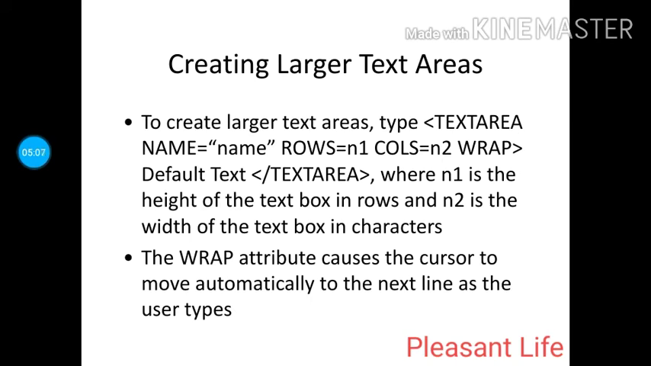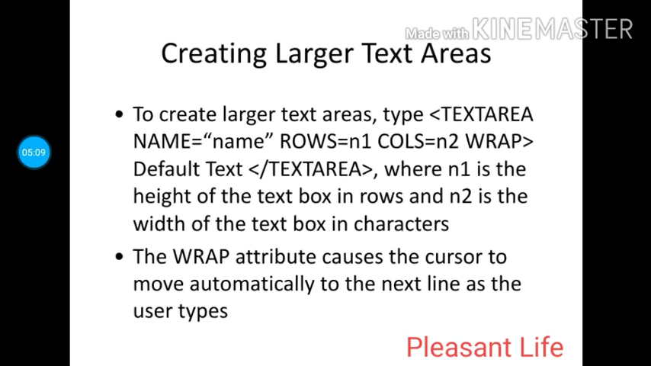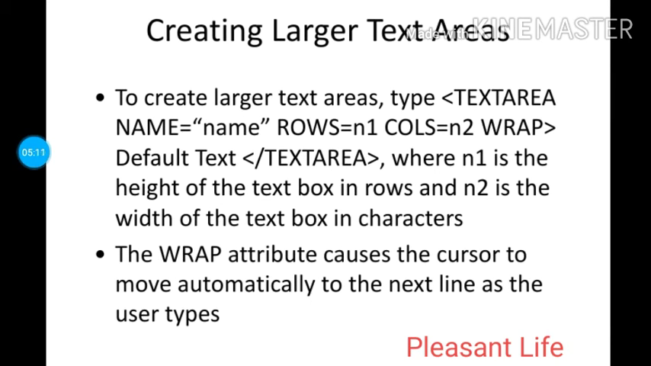Then next, create a larger text area. Text area is one of the form elements. How to create a text area? Textarea name equal to name, rows n1 and columns n2. Then the number of rows and the number of columns.